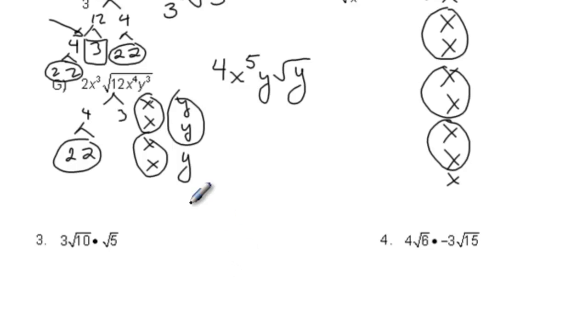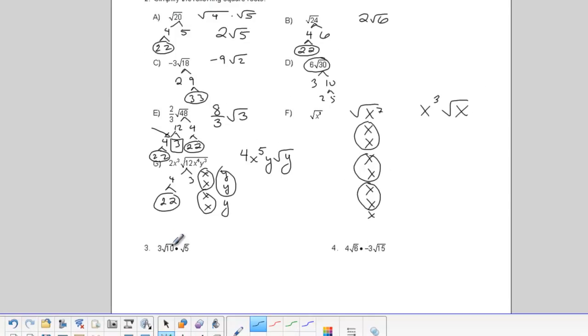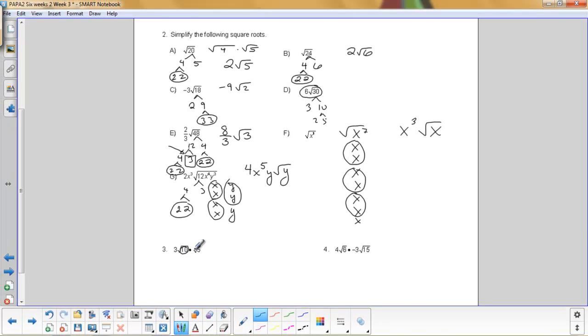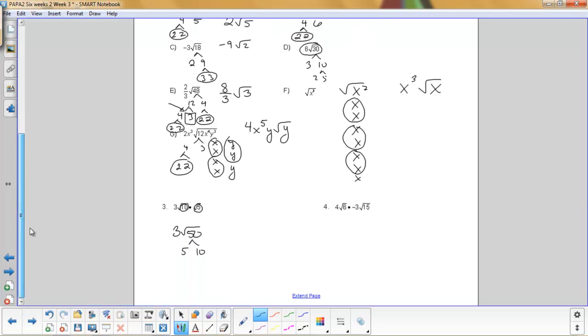When multiplying, it is okay for you to place both radicands under a single radical symbol. So it becomes 3 times the square root of 50. And we can break that back down again into 5 and 10. Breaking down the 10, we get 5 and 2. And there's your perfect square. And it's 15 square roots of 2.